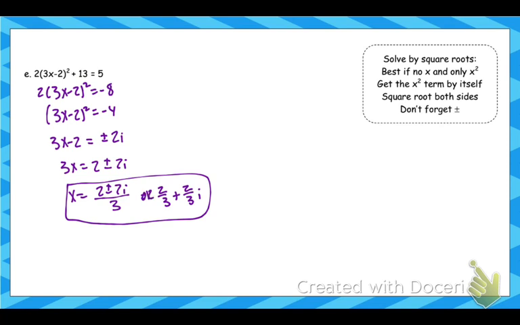All right, so that's solving by square roots. So again, just a couple things to make sure about. Do not distribute something that's on the outside there if you have a squared term, okay? Can't do that. Again, this method works best when the only x you have is being squared.